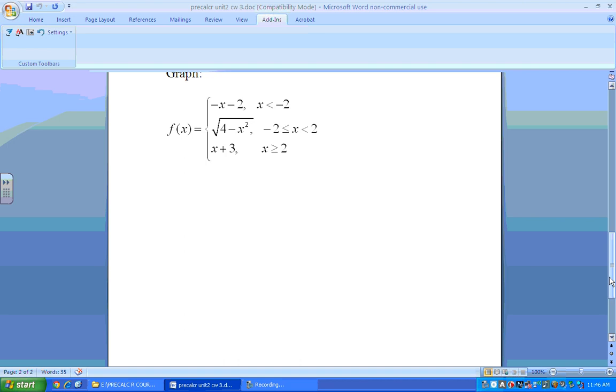All right. Here's another piecewise function. f of x says this is a function. It's going to use 3 different types of equations with 3 restricted domains. These are your restricted domains. You're going to label 1, 2, 3, and make 3 tables.